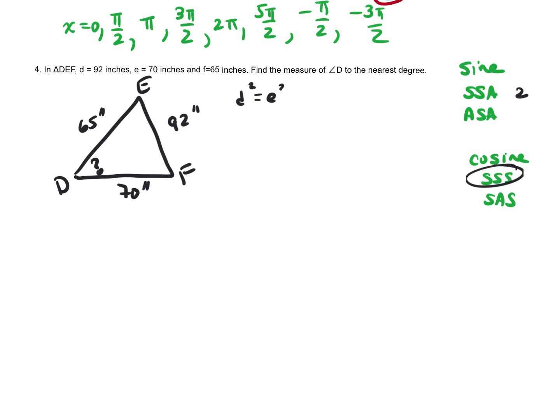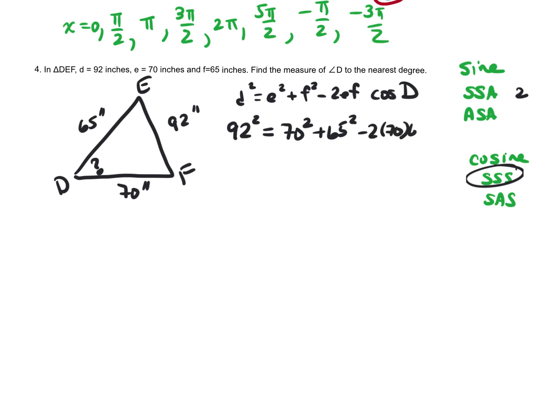So little d squared equals e squared plus f squared minus 2ef cosine of capital D. Now a lot of this will just be plugging in numbers. Little d is 92. Little e is 70. Little f is 65. Minus 2 times 70 times 65 cosine of angle D. So this is not one you can put in your calculator all at once. I'll figure out what this is, I'll figure out what these 2 are, and then I'll figure out what these 3 multiplied are individually.